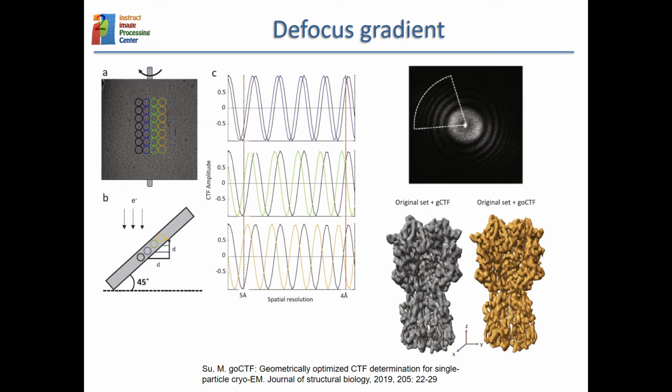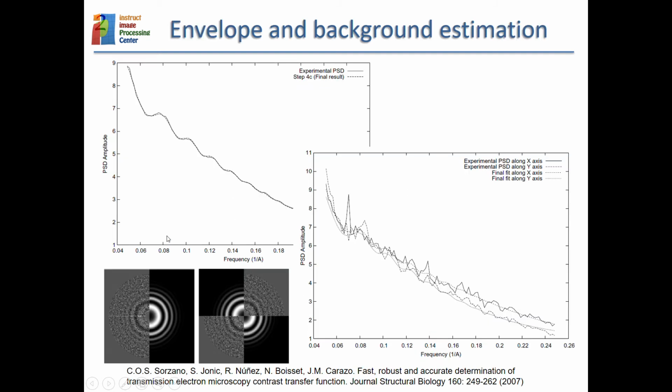And there are some ways of correcting for the defocus gradient, especially for tilted micrographs. And here you have this paper on geometrically optimized CTF determination, where they explicitly take care of the tilt of the sample, so that different regions in the micrograph have different defocus.